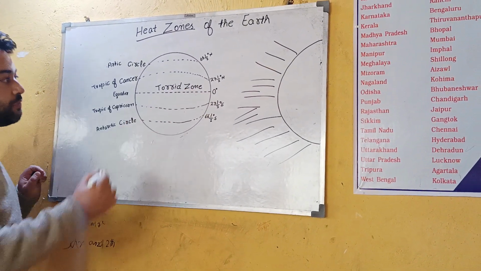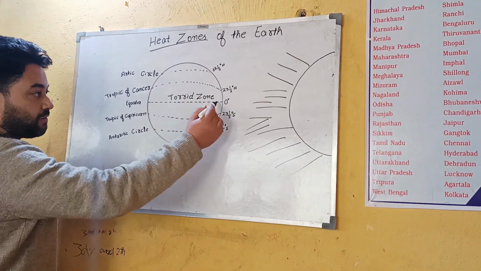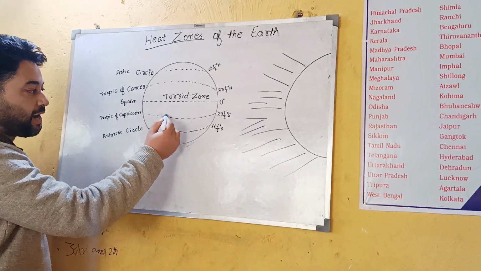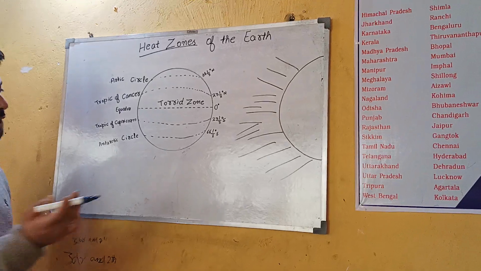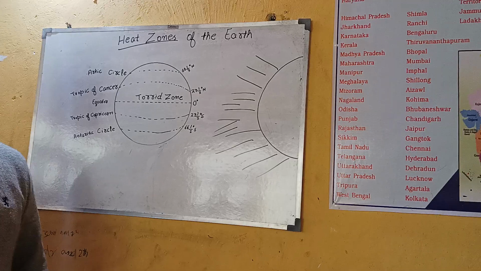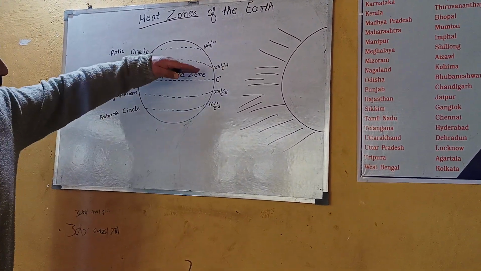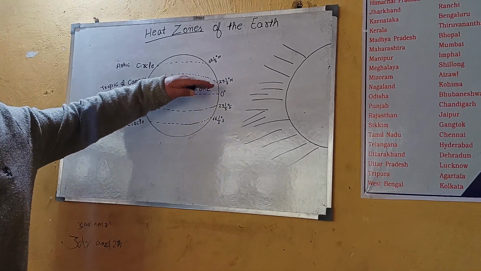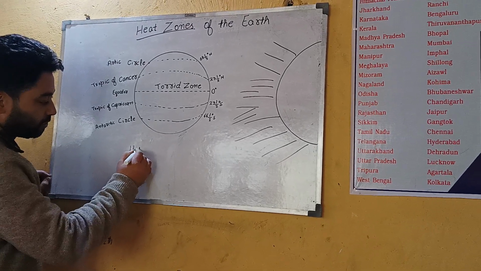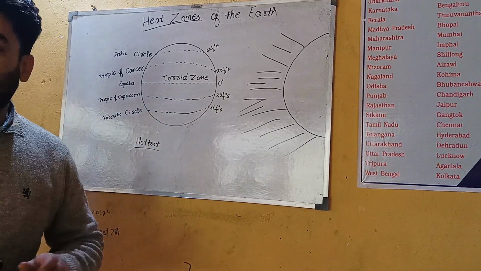Heat zone number 1 is known as the torrid zone. The torrid zone lies between the Tropic of Cancer and the Tropic of Capricorn. This line is the equator. This zone receives the maximum amount of heat, and the sun rays fall directly, vertically, on this zone. This zone is the hottest. Its temperature will be the highest.